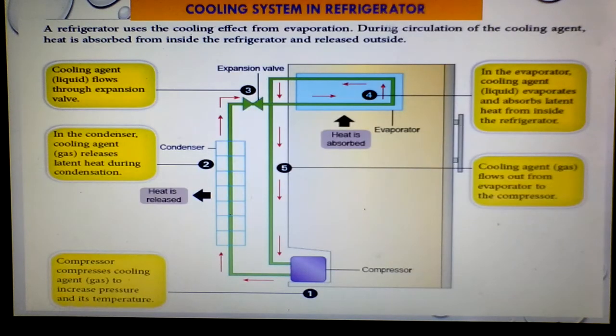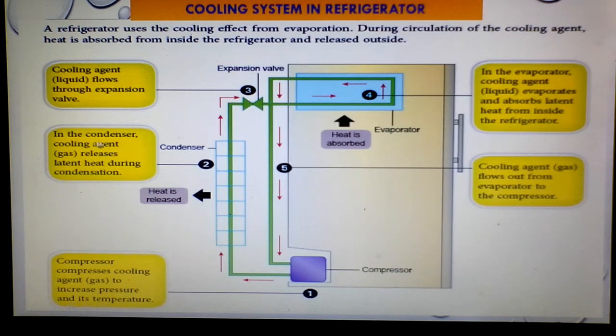Cooling system in a refrigerator. A refrigerator uses the cooling effect from evaporation. During circulation of the cooling agent, heat is absorbed from inside the refrigerator and released outside. Compressor, number one: the compressor compresses the cooling agent gas to increase its pressure and temperature. We have a cooling agent in the refrigerator.